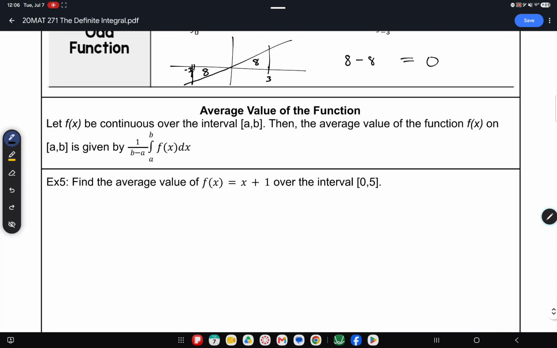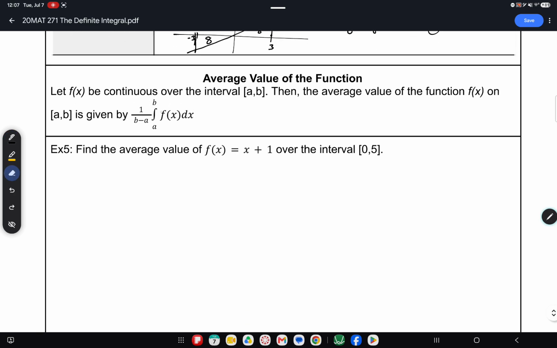All right, we have something called the average value of the function. So let f of x be continuous over the interval a to b. Then the average value of that function on that interval is given by, we can find the area, that's that integral piece, and then we just want to find the average. So the average is multiplying by 1 over b minus a. So it says find the average value of f of x equals x plus 1 over the interval 0 to 5.